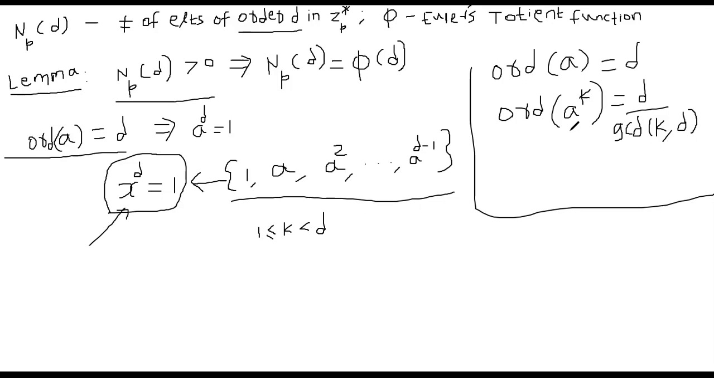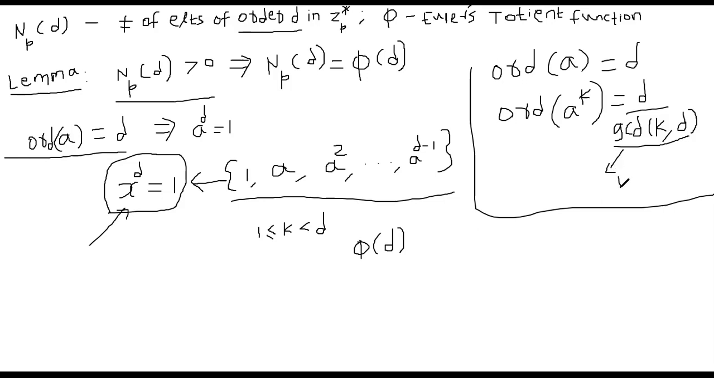So if you want order of a power k to be also d, what do we want? We want the denominator to be 1. So if the denominator is 1, then the numerator is the answer, right? When you divide the fraction, you get d. So how many such k's will have a gcd of k comma d equal to 1? That's just the definition of phi of d, right? Phi of d tells us how many k's exist between 1 through d, excluding d, such that gcd of k comma d is 1.